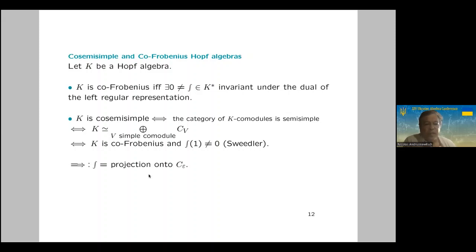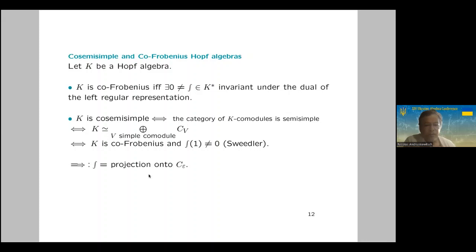A more restricted notion is the notion of cosemi-simple Hopf algebra. A Hopf algebra K is cosemi-simple if the category of K-comodules is semi-simple. And this is equivalent to the fact that K is the direct sum of the matrix coefficients of the simple comodules. So it's a kind of Peter-Weyl theorem.